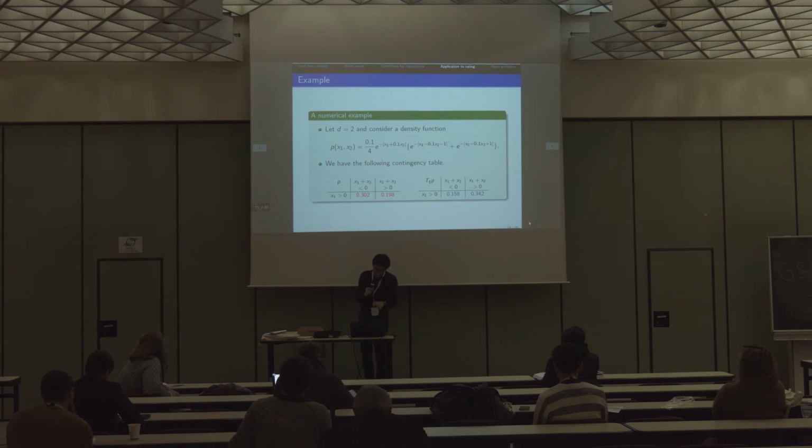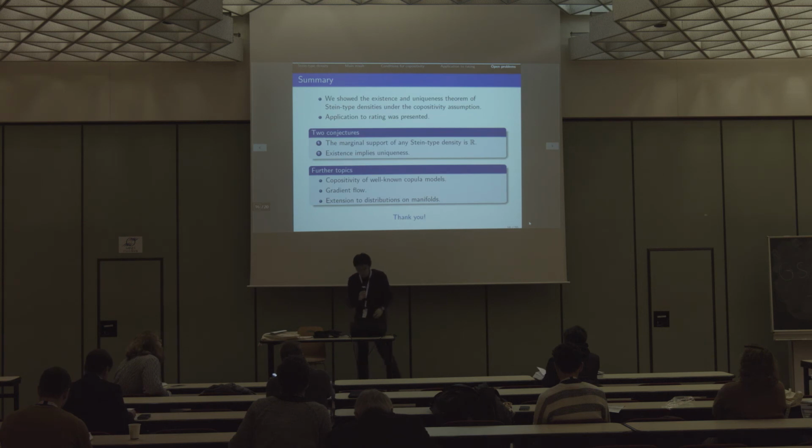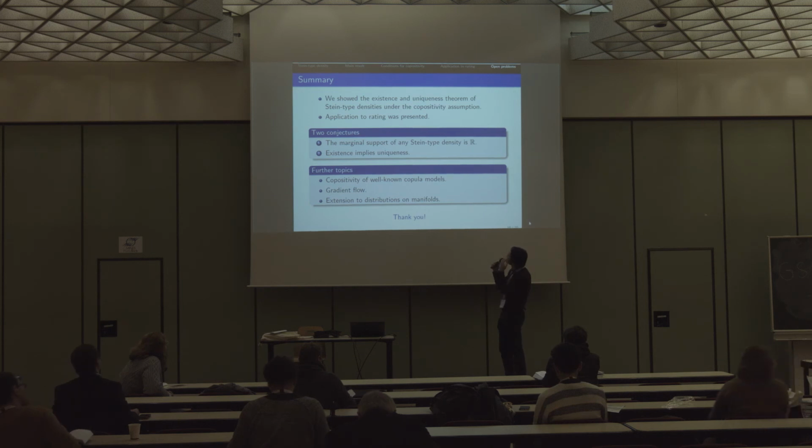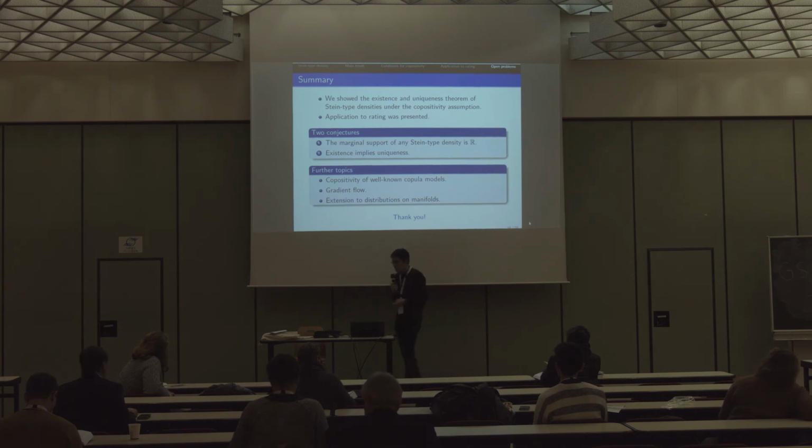Okay, here is a numerical example. But it is a little artificial. Okay, anyway, in summary, we showed the existence and the uniqueness theorem of Stein type densities under the copositivity condition, and an application to a rating problem was presented. And there are two conjectures and some further topics here, so if you are interested, please ask me. Thank you very much.